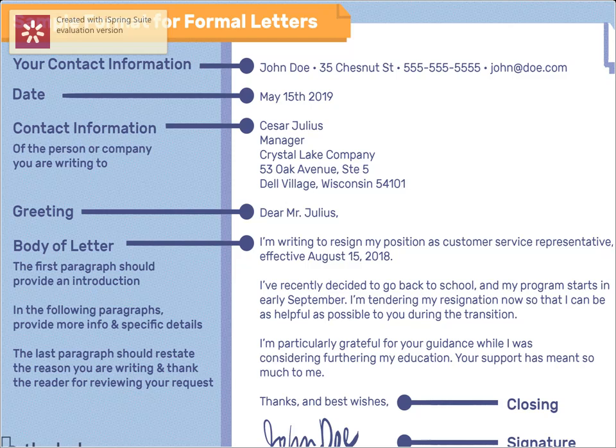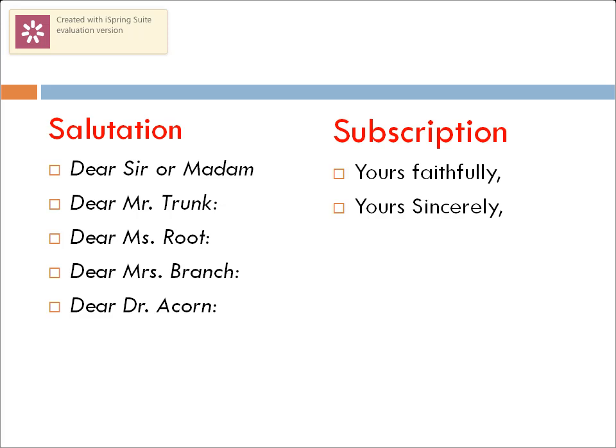Now here is an example of an official letter. As you find, the contact information, the sender's address, is at the top, then the date, and then the address of the receiver, then the greeting, and the body of the letter. As you observe, the body of the letter is actually divided into three parts: the opening remarks, the main section, and then the closing remarks. And finally, you have the complimentary close, thanks and best wishes, and finally the signature.